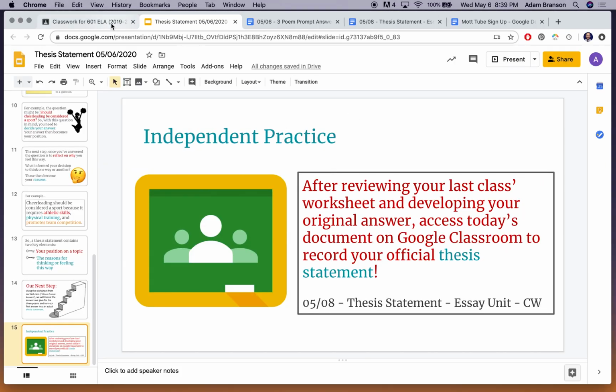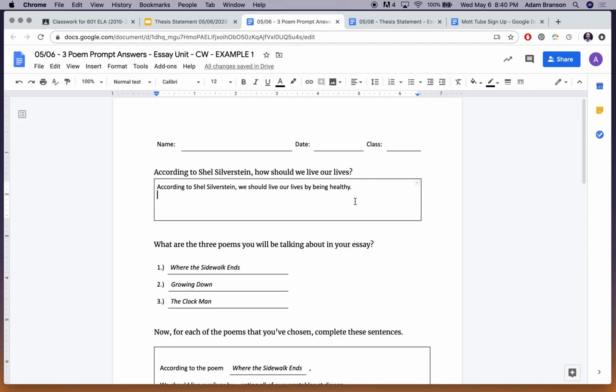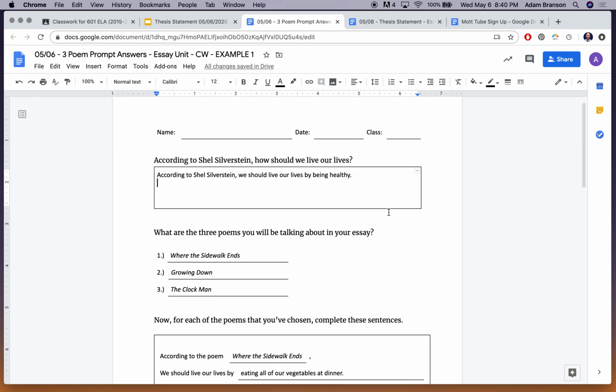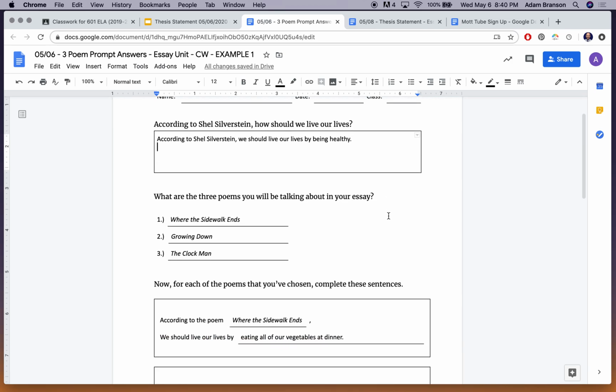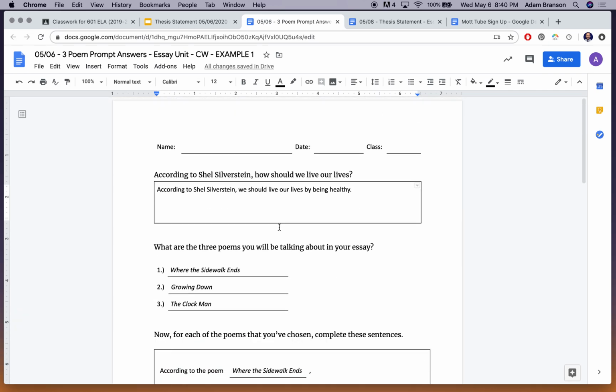So I'm going to go to Google Classroom, and I'm going to click on the assignment from the previous class. I'm going to go back to my worksheet. So I've already brought it up here. This is my worksheet. And once again, you already know I have used fake information. So I have the names of the poems here, but they're definitely not what I said they're about. So here I have my answer. So my answer, how we should live our lives, he thinks we should live our lives by being healthy.